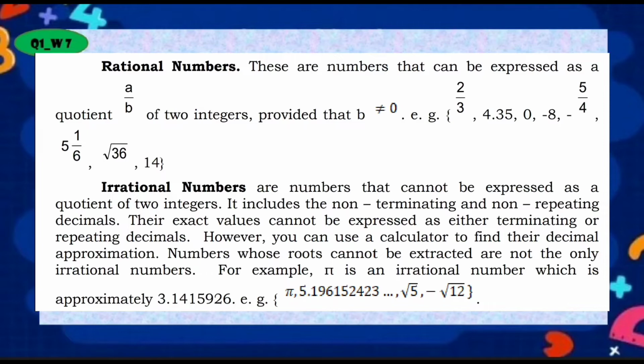Numbers whose roots cannot be extracted are not the only irrational numbers. For example, pi is an irrational number which is approximately 3.1415926 and so on. And some examples of irrational numbers are pi, 5.19615243 and so on, square root of 5 and negative square root of 12.